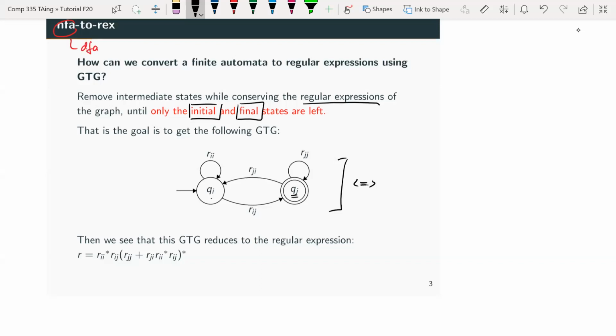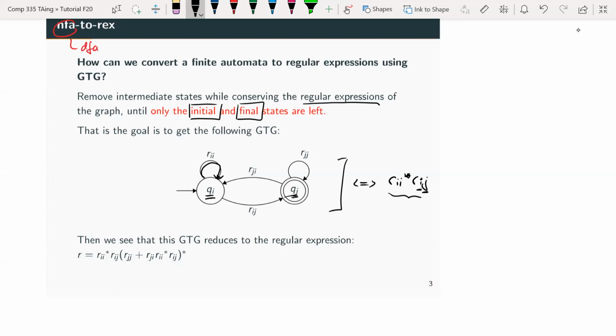And so you can just map that into a regular expression by saying, well, if you start in your initial state Qi, then to go to Qj, what you could do is read a bunch of Rii. So you can stay in Qi a bunch of times. And then you can decide at some point to go to Qj using Rij. So Rij just means that you go from Qi to Qj. That's the notation here. So at this point, you're already in your final state.